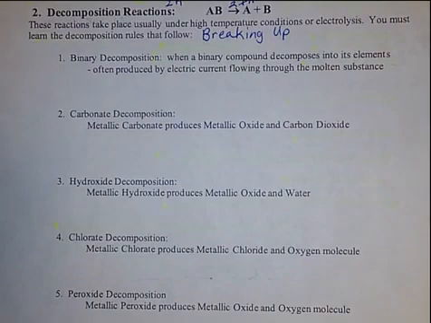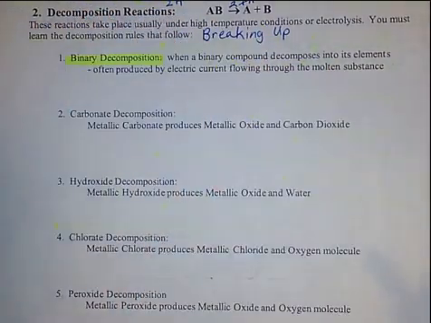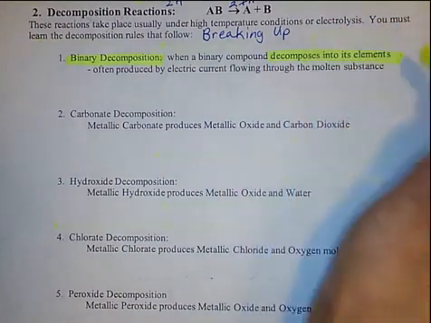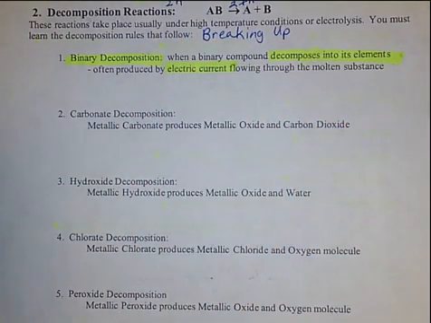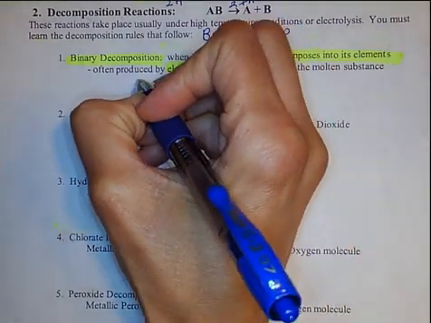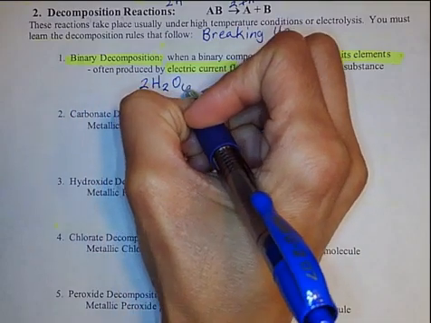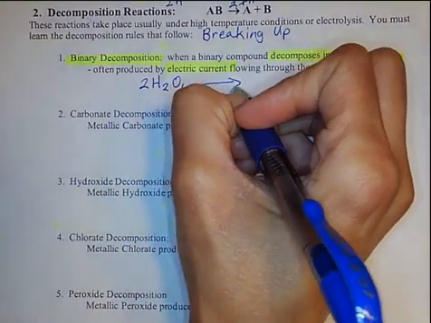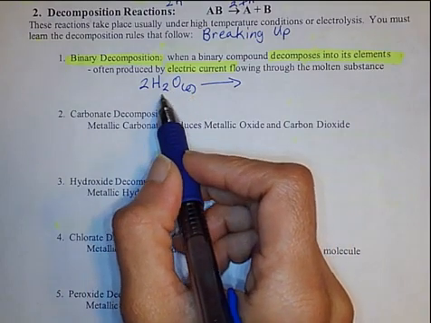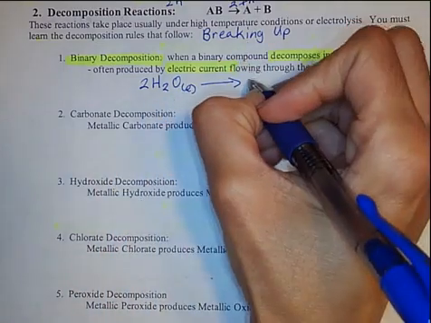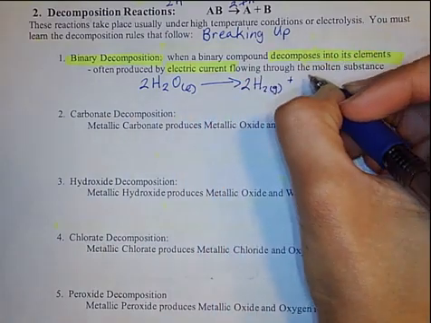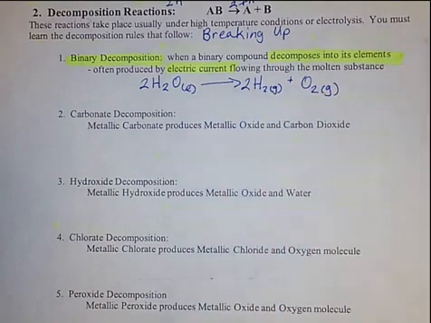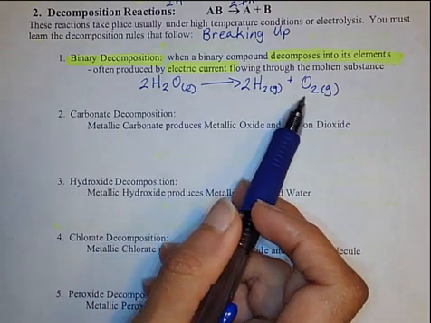Okay, so moving on, you've got your binary decomposition. A binary decomposition is when it decomposes into its most fundamental elements. It is often produced by electric current flowing through the substance. The example that I have for you, and we usually use electrolysis to break up water, is that you have 2 molecules of liquid water, and you connect it to electricity, and electricity causes this water molecule to break up into hydrogen gas and into oxygen gas. So you've got a molecule that breaks up into its 2 fundamental elements.